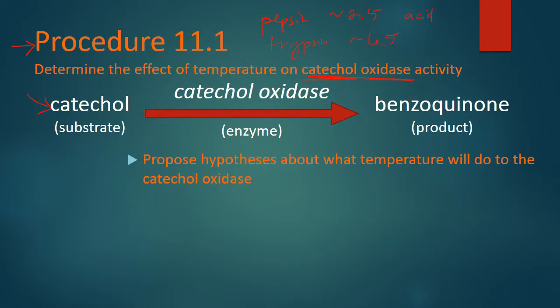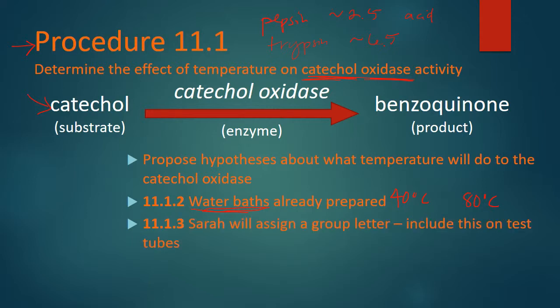Now what you're going to do as part of the experiment, you're going to propose hypotheses about what temperature will do to the catechol oxidase. I will have already prepared water baths at the specific temperatures that it asks for. So it says 22 degrees Celsius, which is room temperature, 4 degrees, which is fridge, 40 and 80. So I'll have a 40 degree Celsius and 80 degree Celsius water bath ready to go.